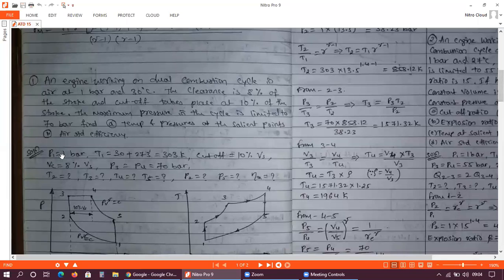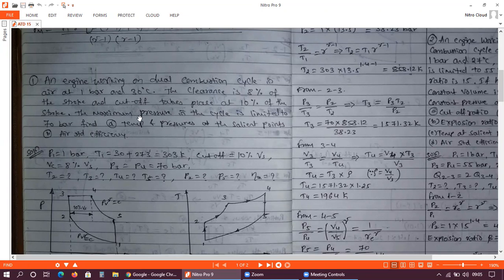Okay, now we will extract the given data first. As you can see, the initial pressure and temperature are given, that is pressure P1 is equal to 1 bar and T1 is equal to 30 degrees Celsius. So it has to be converted into Kelvin, that is 303 Kelvin. Then the cutoff is 10% of the stroke length, as mentioned here, so this is 10% of the stroke volume, that is 10% of Vs. At the same time, the clearance volume Vc is 8% of the stroke.